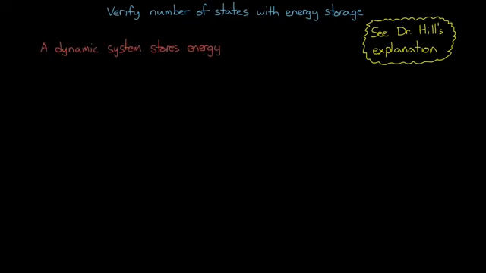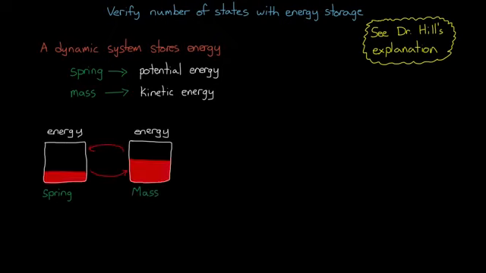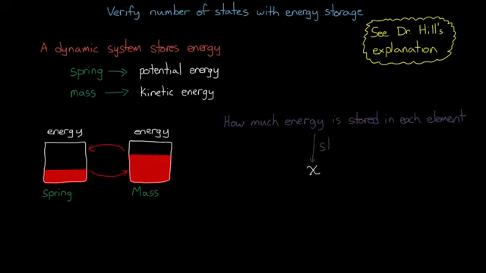A dynamic system stores energy in various ways. In our spring mass system, there's 2 energy storage elements. The spring, which stores potential energy, and the mass, which stores kinetic energy. The dynamic system moves and changes on its own simply because the energy that exists within the system transfers back and forth between storage elements and eventually dissipates through heat, which is ultimately lost to the environment. At any given time, if we know how much energy is stored in each element, then we know its state, and have the information needed to fully understand the state of the system.